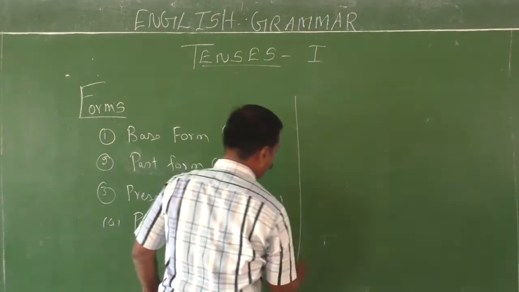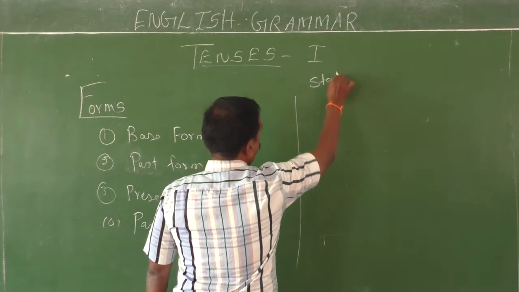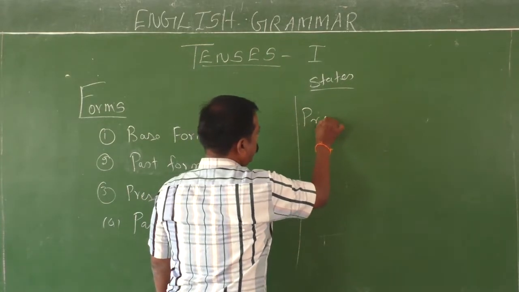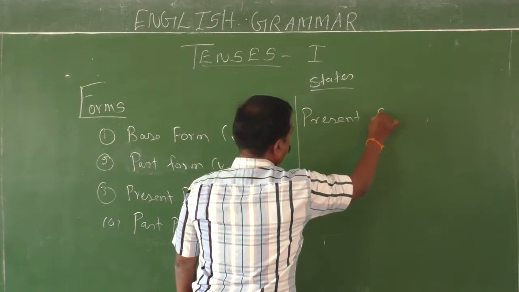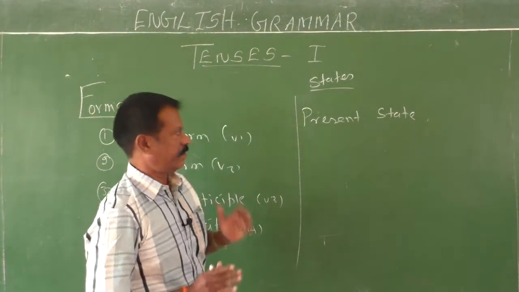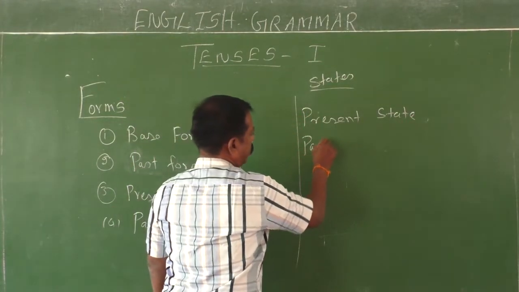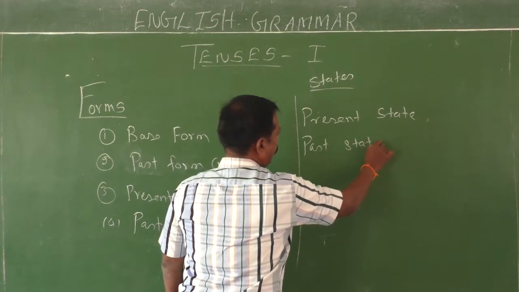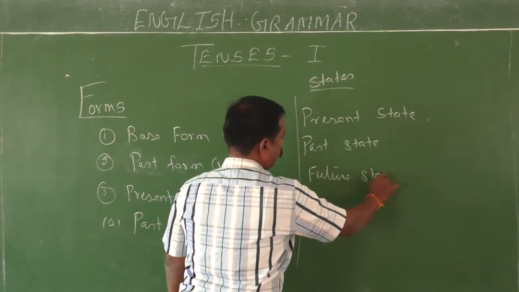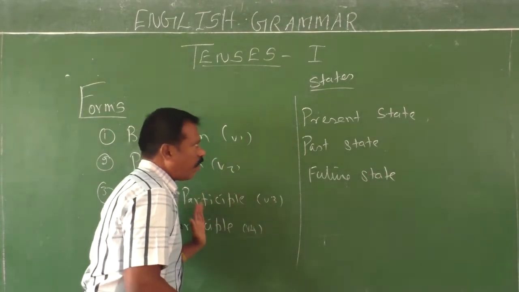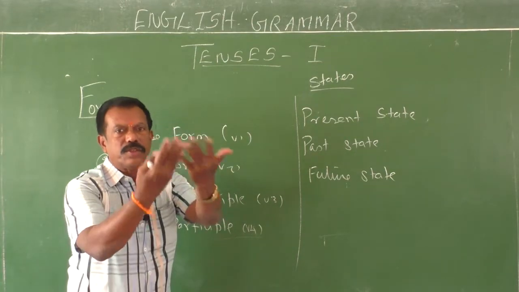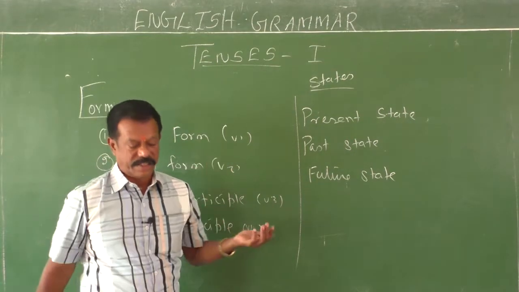And then every verb has three states. They are called states of verbs. Present state, past state and then future state. Okay. So these forms and these states of the verbs join together to show the time of action, that is, tenses.